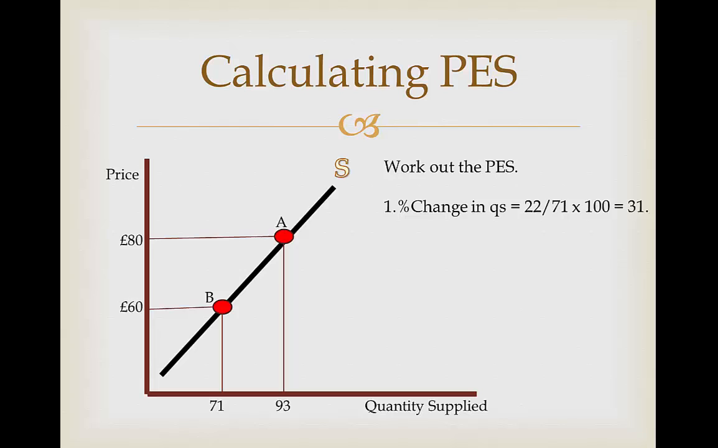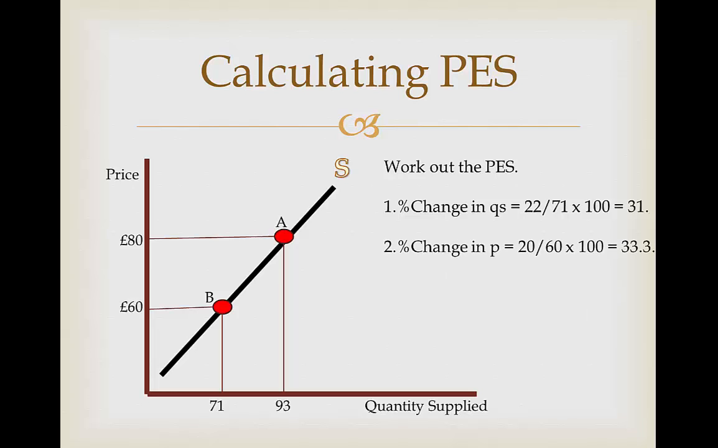So firstly, we have to work out the percentage change in the quantity supplied. This is the difference between 71 and 93, which is 22, divided by the original value of 71. Then we multiply this by 100 to get us 31.